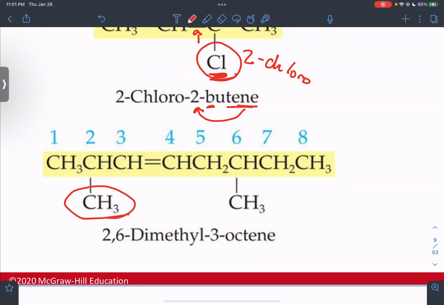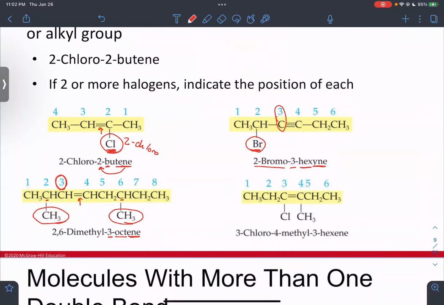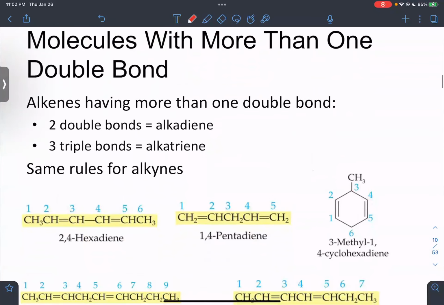Okay, and we look and we have 2 methyl groups. So we know we have something that is 8 long in the parent. 8 is the oct. We have a carbon-carbon double bond, so we're going to say ENE. That carbon-carbon double bond happens with carbon 3 being the first carbon participating. So 3-octene is our parent. Then we have methyl groups, and the methyl groups are at carbon 2 and carbon 6. So 2,6-dimethyl-3-octene. So just keep doing them, and you're going to get lots of practice, and you'll be good.